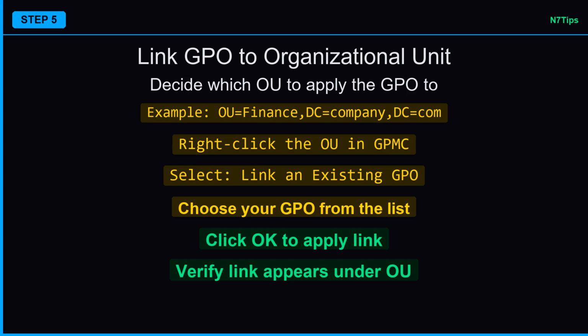Now right-click your new GPO and select Edit. This opens the Group Policy Editor where you'll see the full tree of available settings. You'll see computer configuration and user configuration sections. Drill down into the policies you want to configure. For example, if you want to disable USB drives, you'd go to Computer Configuration, Policies, Administrative Templates, System, Removable Storage Access. Once you configure your settings, close the editor. The policy applies automatically at the next group policy refresh cycle, which happens every 90 minutes by default, or immediately when computers restart or users log out and back in.